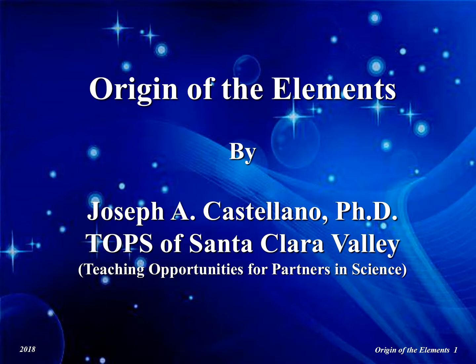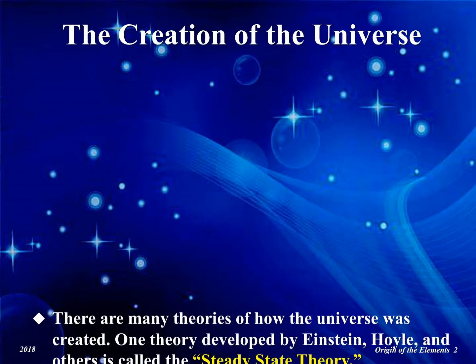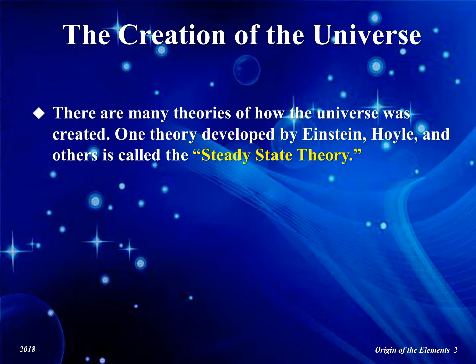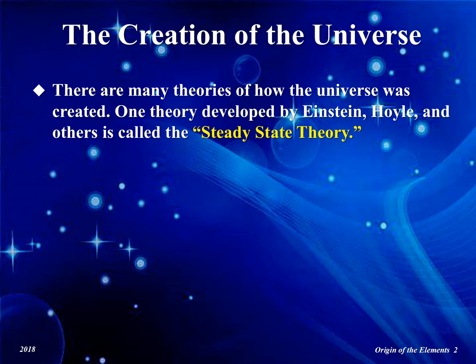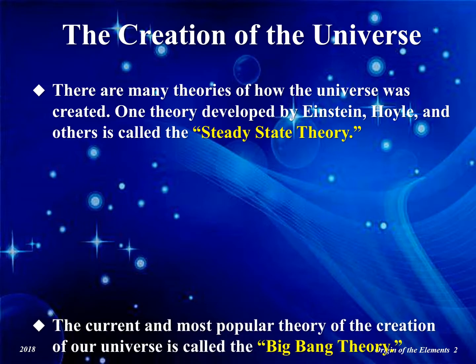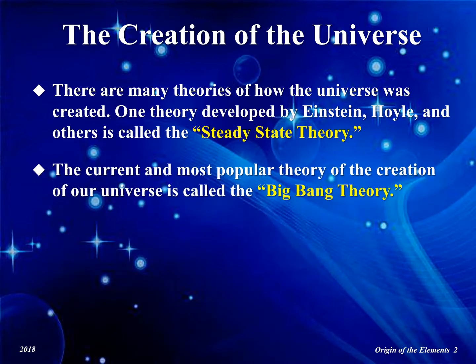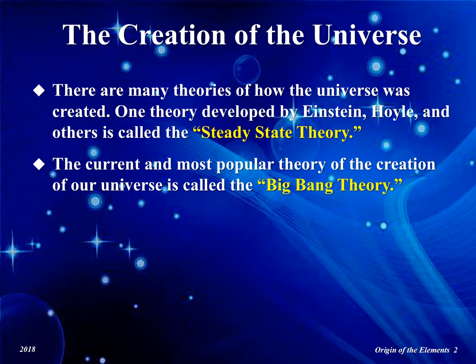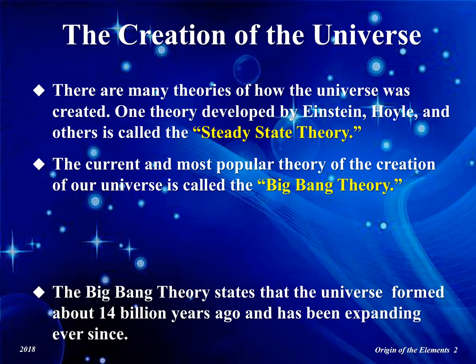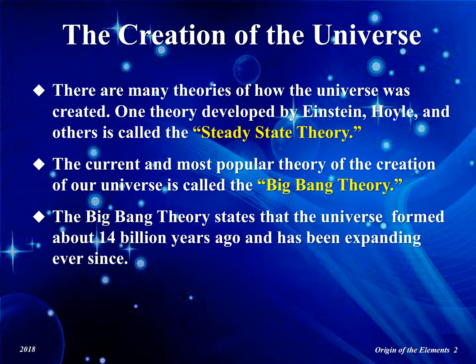In this lesson, we will describe how the elements of the periodic table were created in the universe. There are many theories of how the universe was created. One theory, which was developed by Einstein, Hoyle, and others, is called the steady-state theory. The current and most popular theory of the creation of our universe is called the Big Bang theory. The Big Bang theory states that the universe formed about 14 billion years ago and has been expanding ever since.